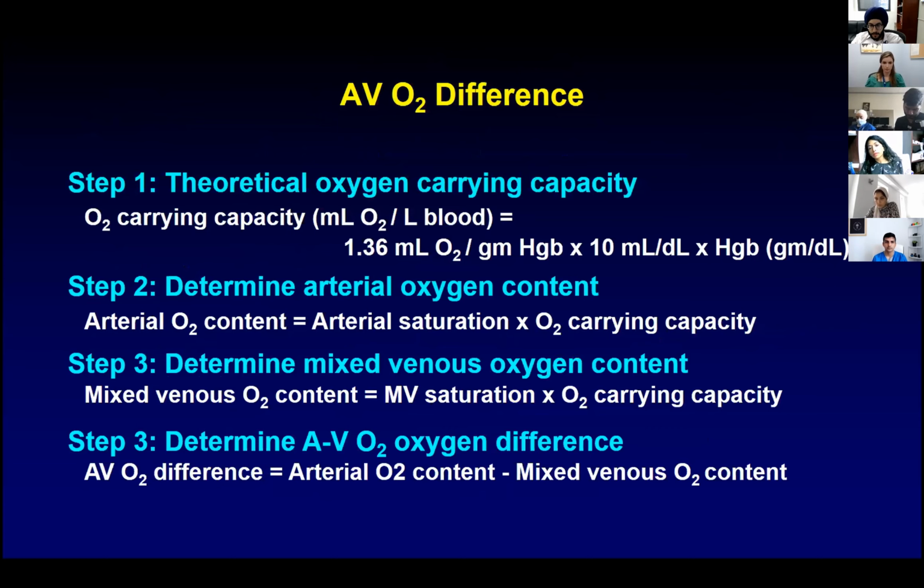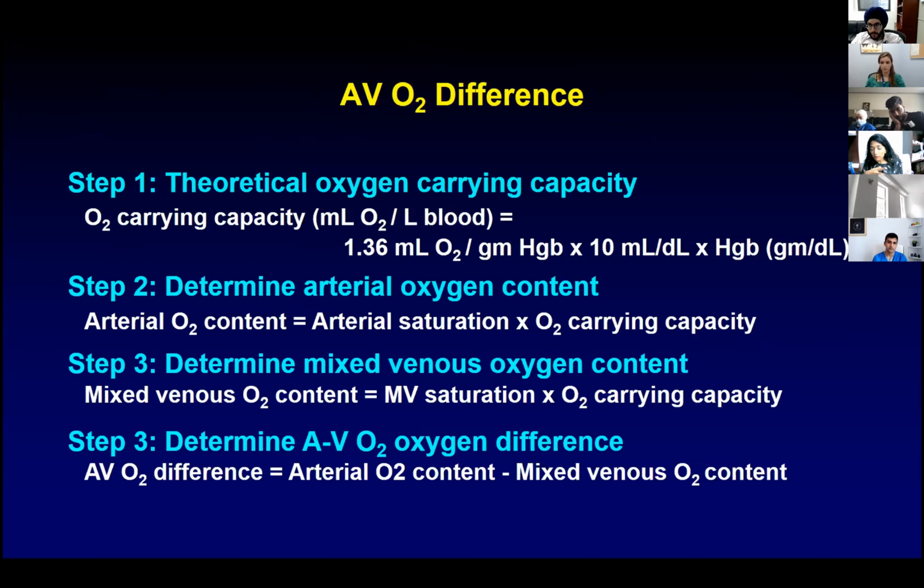AVO2 difference is basically the arterial concentration of oxygen minus the venous concentration. First step, we use the oxygen carrying capacity of the blood, which is 1.36 per gram hemoglobin. Then we determine the arterial oxygen content, which is the arterial saturation times the oxygen carrying capacity. Then we determine the mixed venous oxygen saturation times the oxygen carrying capacity.